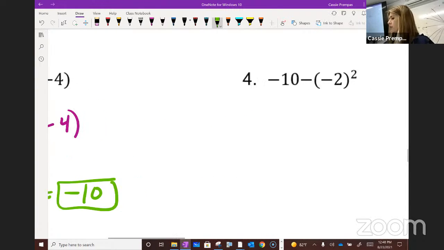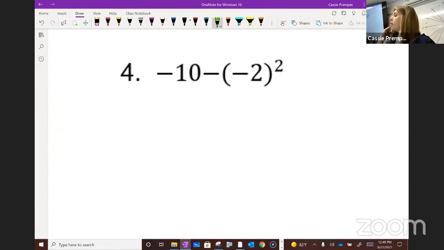All right, number 4. Number 4, the person with the longest hair in the group, you turn to your partner and share what you would do first. What would you do first? So, and then put the negative sign next to it.